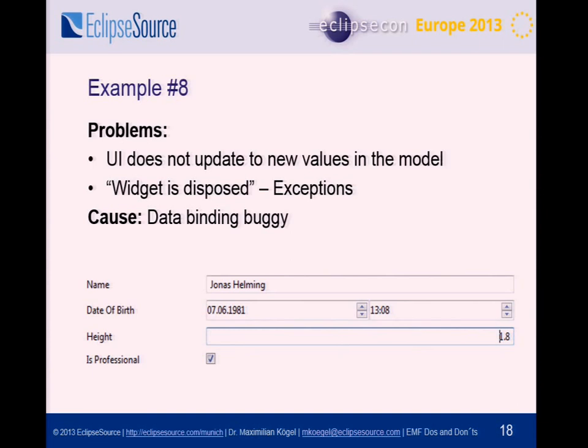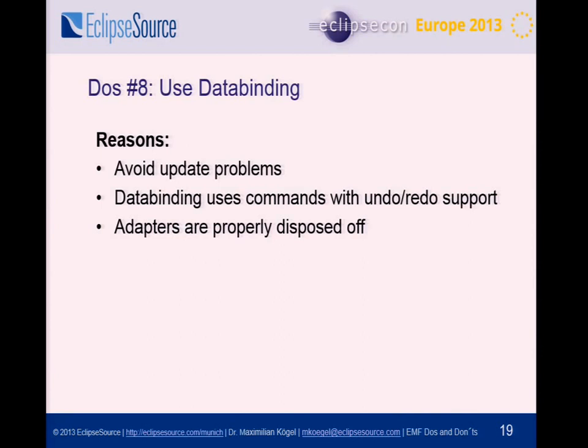And this is where data binding is really useful. There's data binding for EMF and JFace, and EMF and SWT. And very new, there's also data binding for EMF and JavaFX, for example. So if you use that data binding, you avoid these update problems in both directions. Basically, you bind your text field to a property in your model and it'll update. And even for more complicated stuff, there is data binding. If you have a list of things, there is data binding for that. Even if you have a table, there is support for data binding. And the data binding uses commands for undo and redo, which is, again, another advantage, so you don't have to do that. And it, of course, disposes adapters correctly, the adapters on the model and also on the UI.